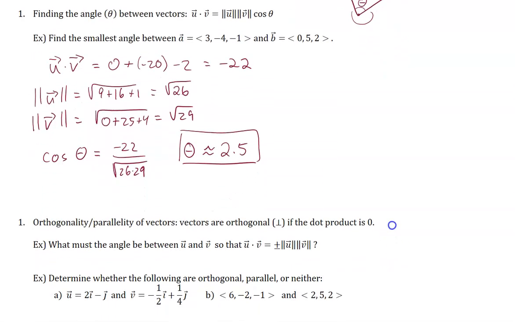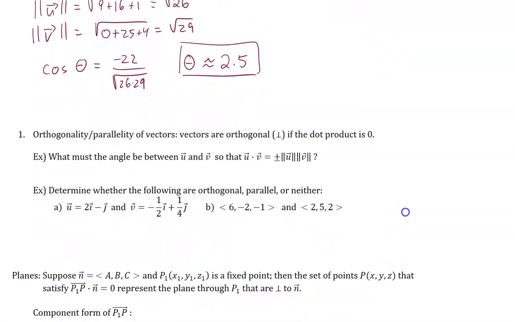Okay, now why do we care about this? Well, one thing that the angle between the two vectors can do is tell us whether the two vectors are parallel to each other or orthogonal to each other, where orthogonal is essentially the same as perpendicular. And for the latter, two vectors are orthogonal if the dot product is 0.